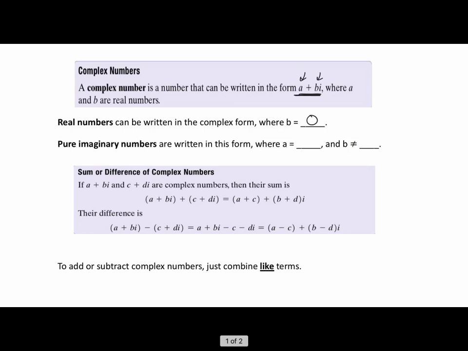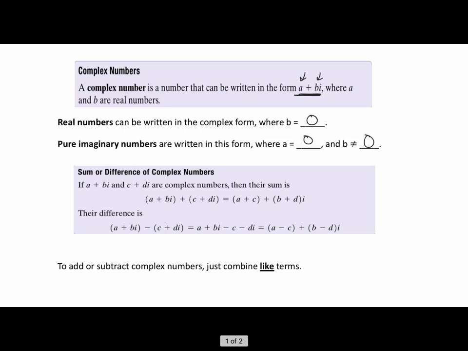If you had a number that was purely imaginary, it had no real number part, then a would have to be something specific, and b could not be something specific. So b could not be 0, because that means there's no imaginary unit part, and that wouldn't be imaginary, now would it? And so a would have to be 0, meaning there's no real number part, there's just the imaginary unit part with some coefficient that's not 0.